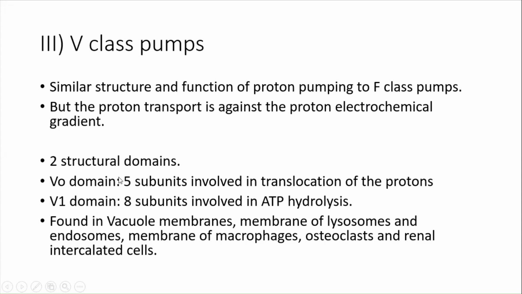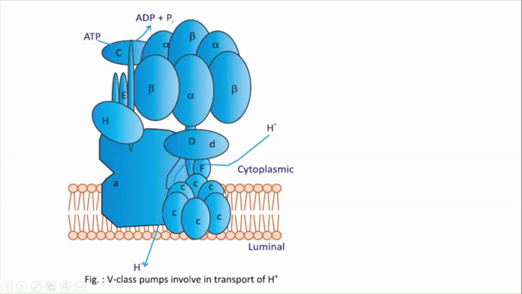But the proton transport is against the proton electrochemical gradient. Now again here V0 V1 is there. It has got 5 and 8 subunits. Nobody will ask this. Found in the vacuole membranes and the lysosomes, endosomes, macrophages, osteoclasts and the renal intercalated cells. Okay, looking at the diagram, it looks somewhat like an F class pump, correct? But it has got more subunits as compared to your F class pumps.